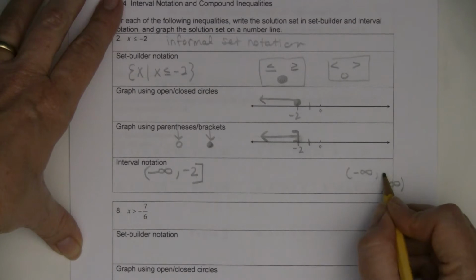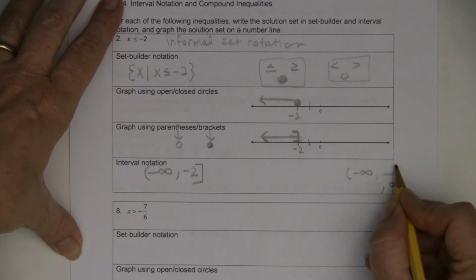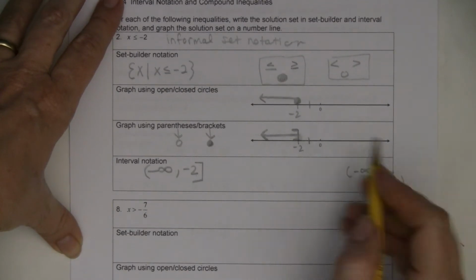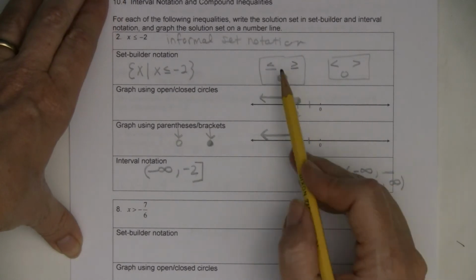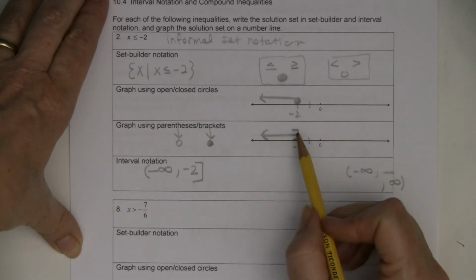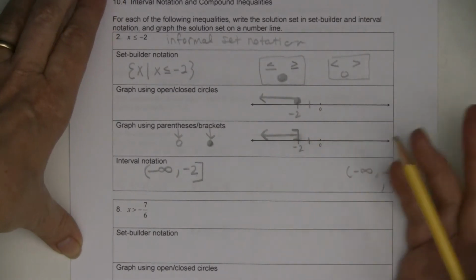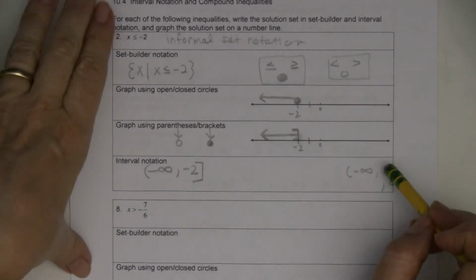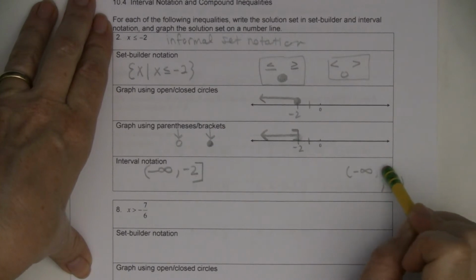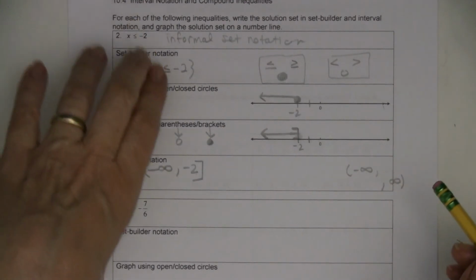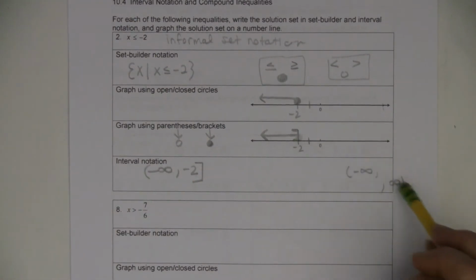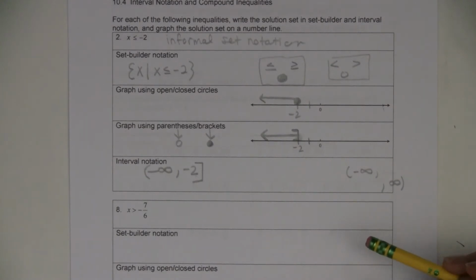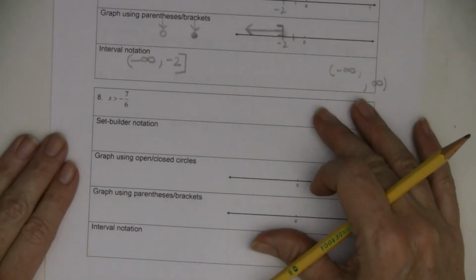Anytime that you have a number here, it'll be a parenthesis or a bracket, depending on if it was greater than or equal to, or just greater than and less than. So the "or equal to" matters, right? So that's kind of the idea there. And so whether or not you have a parenthesis or a bracket doesn't go with the infinity.